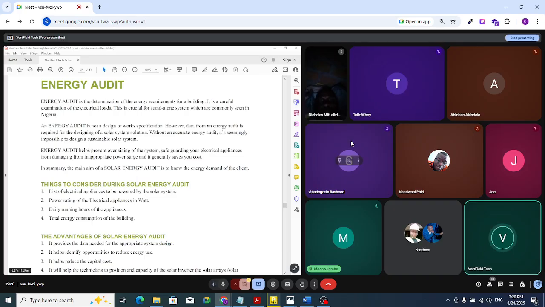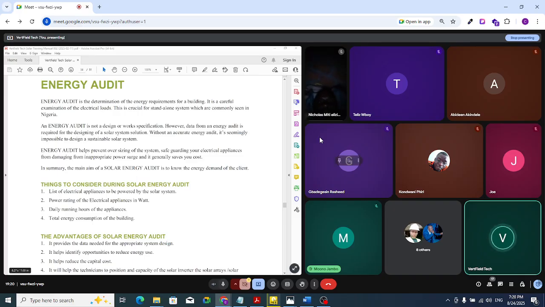Alright, so back to our discussion. Things to consider during solar energy audit is a very vital information that you all must have at hand. These are the tools which would help you to do a very good load audit or energy audit on a facility. The first thing is what? The list of electrical appliances to be powered by the solar system. That is the first thing.